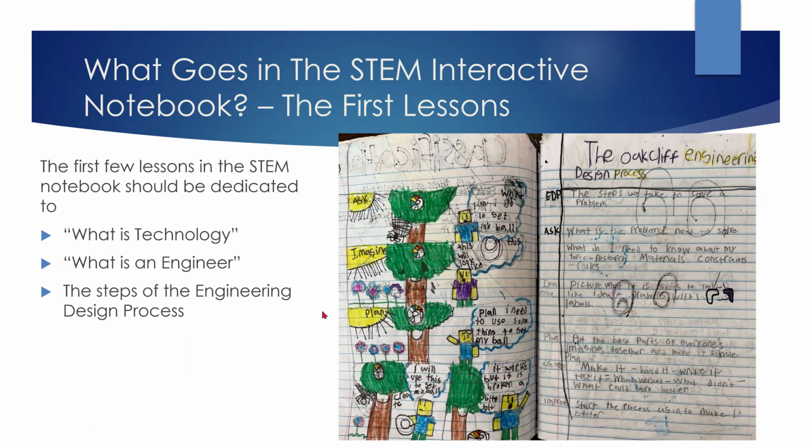So what are the first few lessons that need to go in our STEM interactive notebooks? Well, pretty much every year we should teach the same 3 lessons before we get started on anything else. This teaches them STEM concepts, or the STEM literacy skills that they're going to need throughout the year. These don't really need to be in any specific order, but the first 3 should be: what is technology, what is an engineer, and the steps for the Oakcliff engineering design process.